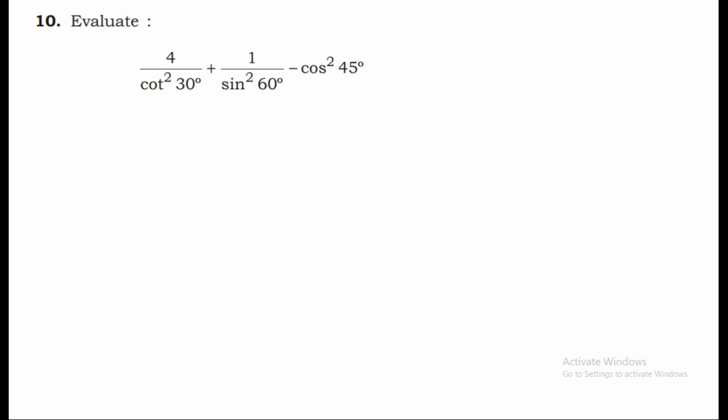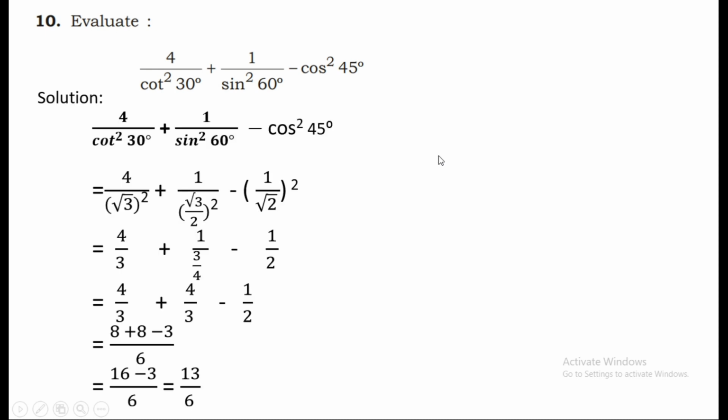Next question. So you have to evaluate. Normally when students see trigonometric questions, they get a little scared. So if you see, there is nothing to be afraid of here. What is there here? Cot square 30. It's nothing. You just have to put the value of cot 30 and put the square there. Sin 60, put the square there. Cos 45, put the square there. These are very easy questions. So this is the solution.